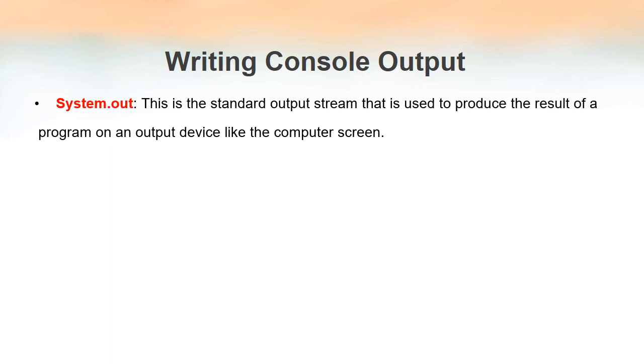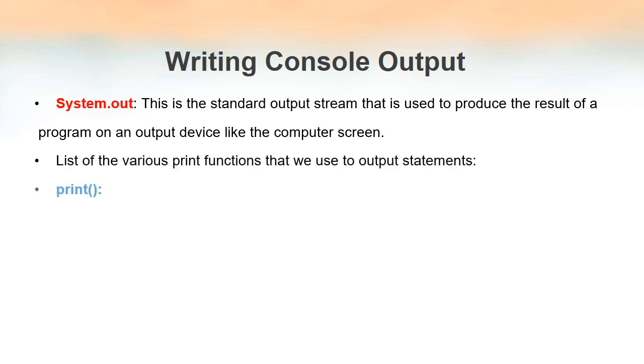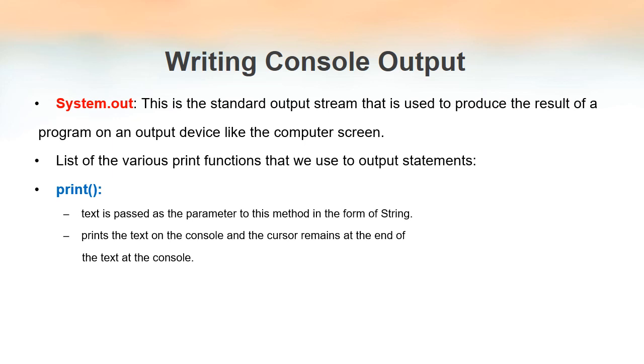Now we will see some of the built-in methods available for the System.out standard output stream. First of all, it is print. This method is used to display a string on the screen. We will be passing the text to be printed on the screen as the parameter to this method. And when this method is used, the cursor will remain on the same line. It will not go to the next line automatically. So if we use the System.out.print method, all the output statements will be displayed on the same line. We will see an example for this method.